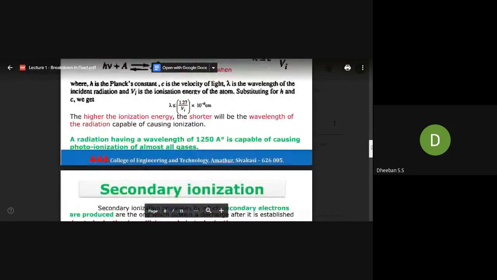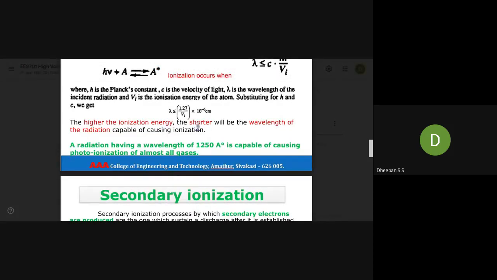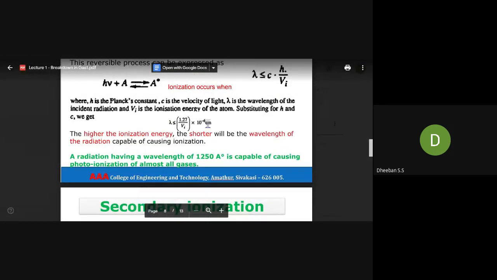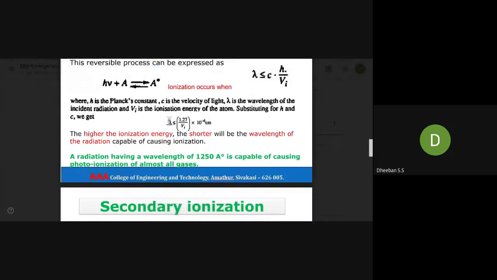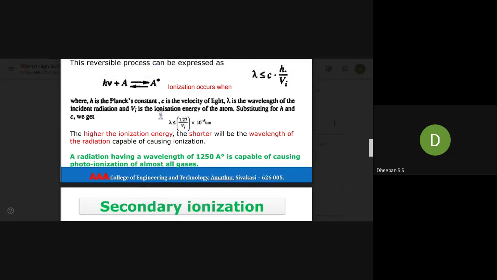With this, what you can infer is that the higher the ionization energy, the shorter the wavelength. Lambda is your wavelength. These two are inversely proportional from this expression. So the higher the energy, the lower your wavelength.